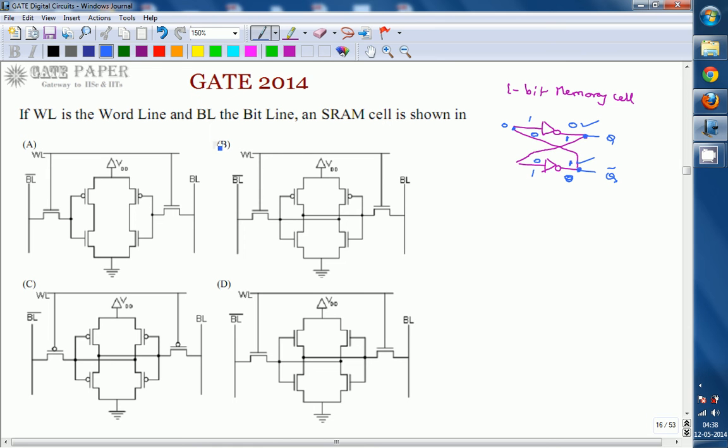So the right option for this one is B. The right option for this one is D. If you assume an inverter in the case of CMOS, it will be indicated like this.